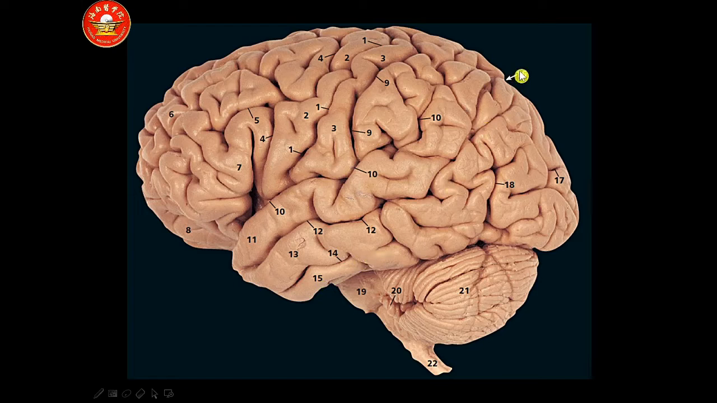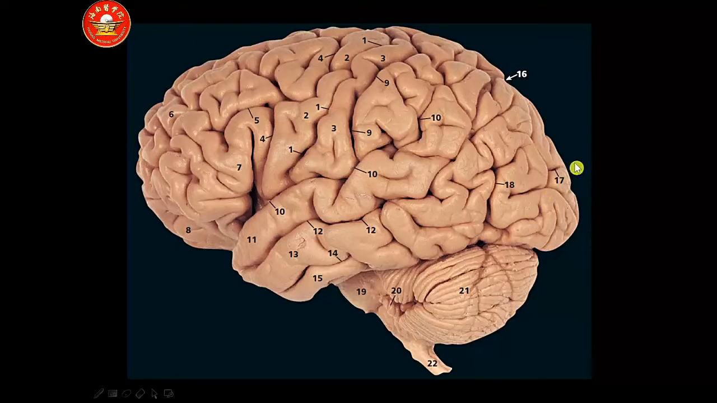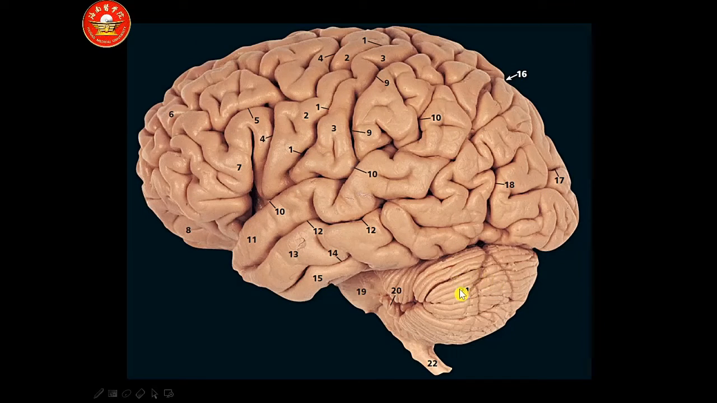Number 16 here, the parieto-occipital fissure. Number 17, lunate sulcus. Number 18, anterior occipital sulcus. Number 19, pons. Number 20, flocculus. Number 21, cerebellar hemisphere. 22, medulla oblongata.